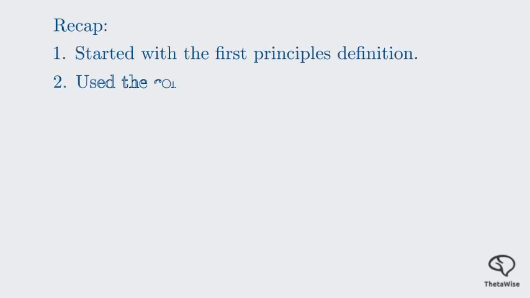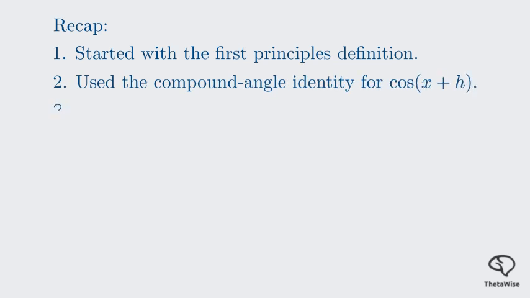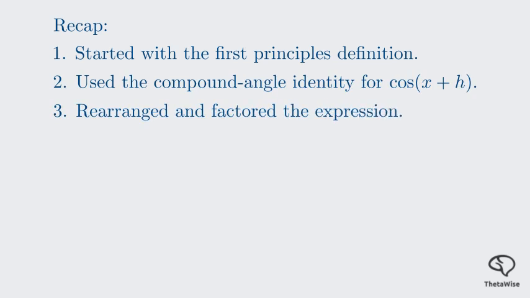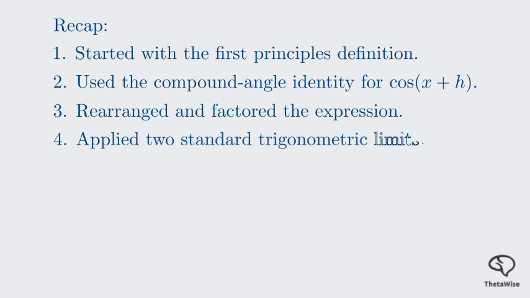Then we used the compound angle identity to expand cos of x plus h. Next, we used algebra to rearrange and factor the terms. Finally, we substituted the values of two standard trigonometric limits to reach our final answer, negative sine of x. This step-by-step process demonstrates how a seemingly complex calculus problem can be solved by combining basic algebraic, trigonometric, and limit principles. This process is how the fundamental rules of differentiation are established.